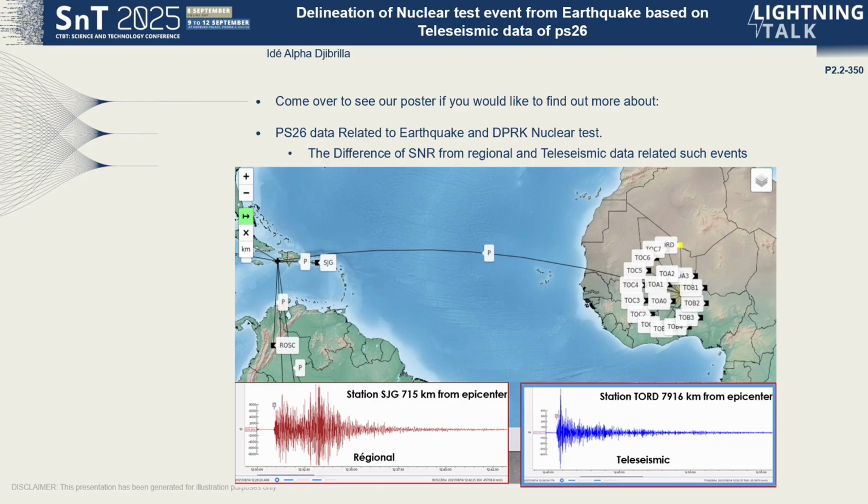From this station, the data is collected, and as it is an array, we can make a beam forming from FK analysis, and this gives a good separation of phases as the wave is coming from teleseismic distance, 1,000 kilometers from the epicenter. So the noise is very much eliminated, and the focus of the presentation is to show the benefits of using this teleseismic data from this station. For more detail, please come to our poster. Thank you.